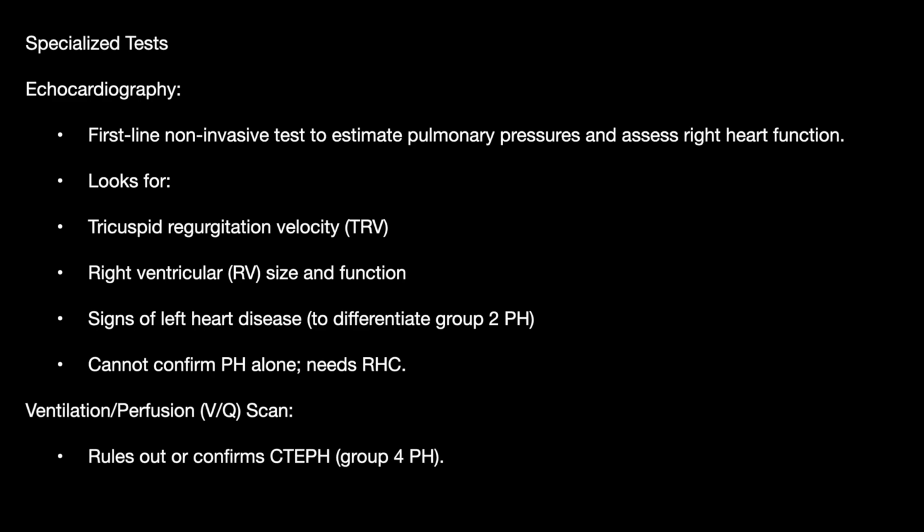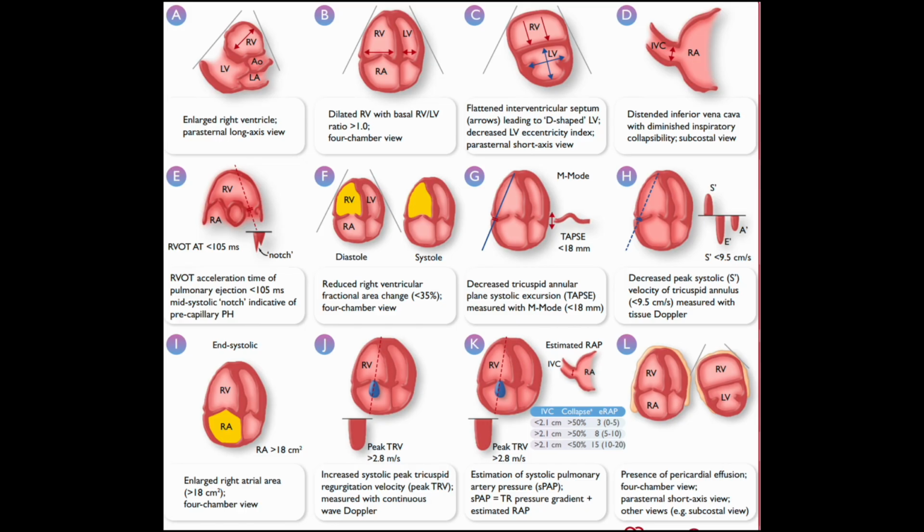Ventilation perfusion scan can be done, which rules out and confirms group 4. A normal scan virtually excludes group 4. These are the various echo tests that you can do. You can take a screenshot and see it later on. There are various tests to look for pulmonary hypertension.